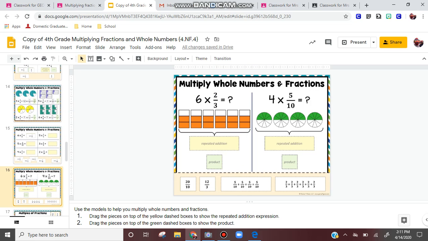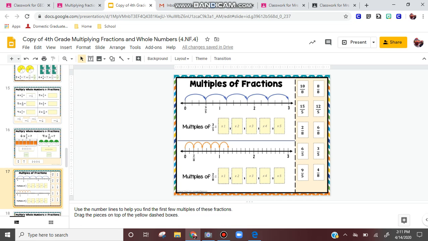There's 15, now 16. So multiply the whole numbers in the fractions. So the repeated addition of this would be 6 2/3. So you drag and drop it. And then your answer, and then you'd move that over. Multiples of 3/5, so 3/5 times 1, so 3 times 1, which is 6. So you'd find 6/5, and you move it over.